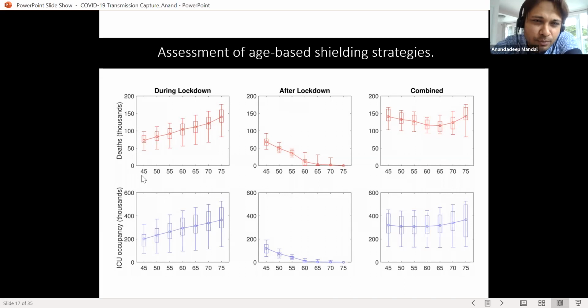During lockdown, if you lock it down from 45 up, that means if you're 45 years or more, you cannot go out. So if you lock it down for the 45 age group, you will see that the number of deaths is very low, isn't it? At 50, the number of deaths is more. If you lock it down from 75 onwards, people up to 75 can go out, but if you are beyond 75, you have to stay at home. Then the number of deaths is very high.